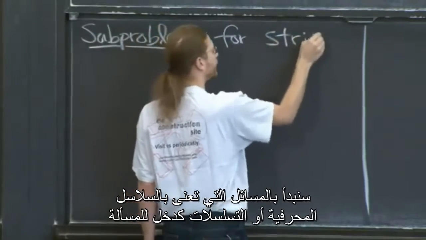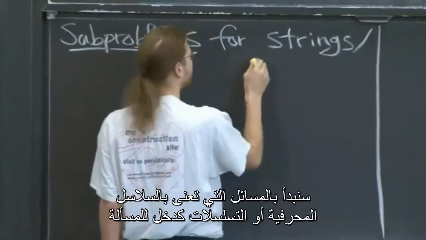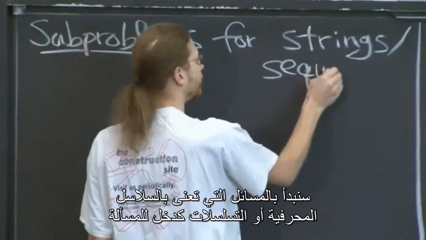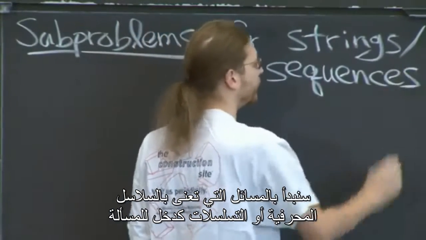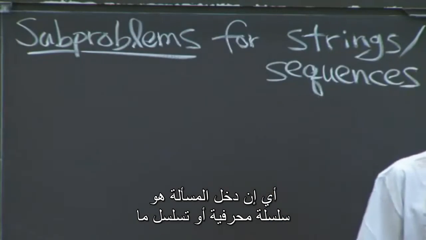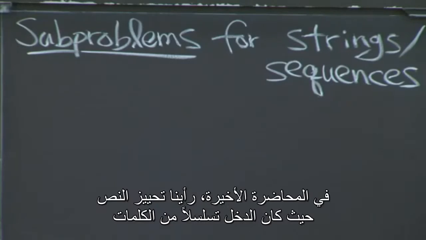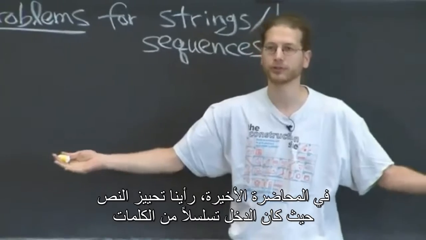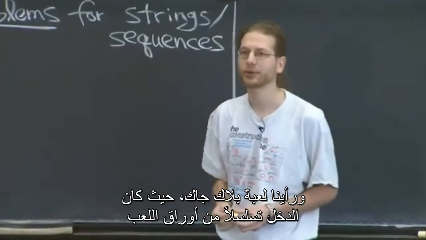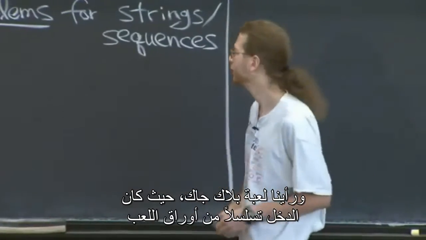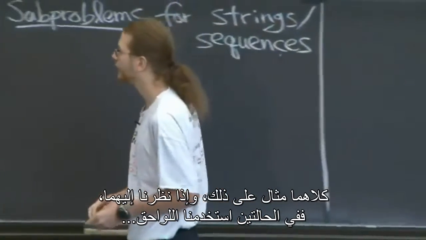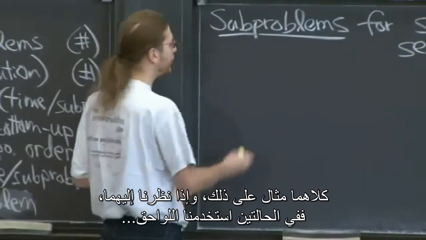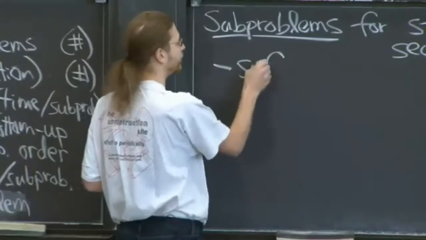We're going to start with problems that involve strings or sequences as input, where the input to the problem is a string or sequence. Last class, we saw text justification, where the input was a sequence of words. And we saw blackjack, where the input was a sequence of cards. Both of these are examples. And if you look at them, in both cases, we used suffixes.